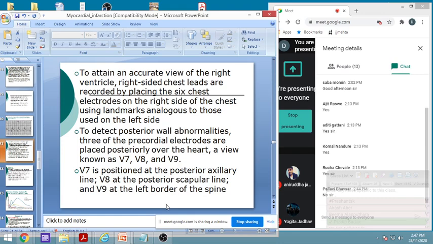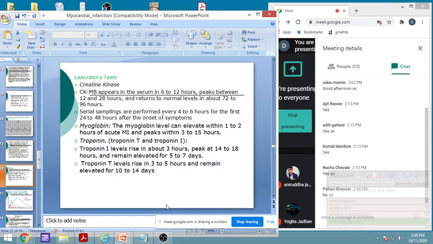3 types of precordial electrodes are placed posteriorly over the heart, known as V7, V8 and V9. These are various positions of the electrodes, and accordingly different ECGs are obtained. V7 is positioned at the posterior axillary line, V8 at the posterior scapular line, and V9 at the left border of the spine, and from that various graphs are obtained.